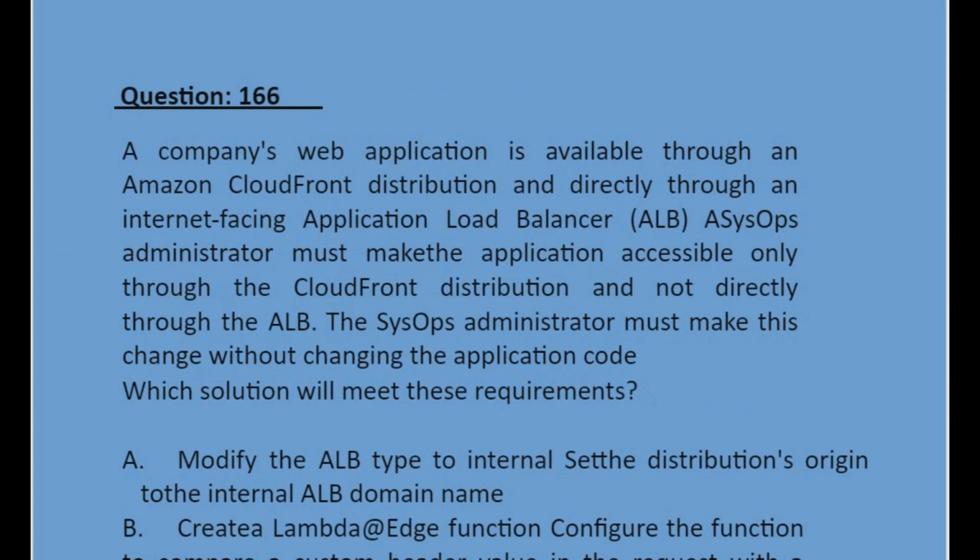Question is, a company's web application is available through an Amazon CloudFront distribution and directly through an internet-facing Application Load Balancer (ALB). A SysOps administrator must make the application accessible only through the CloudFront distribution and not directly through the ALB. The SysOps administrator must make this change without changing the application code. Which solution will meet these requirements?